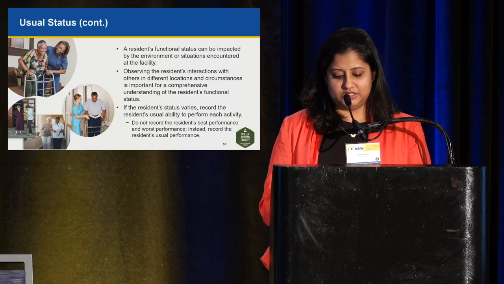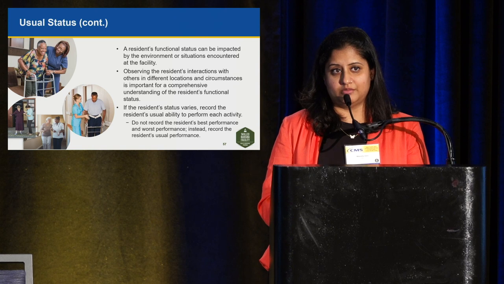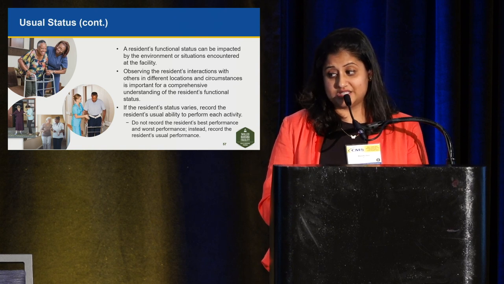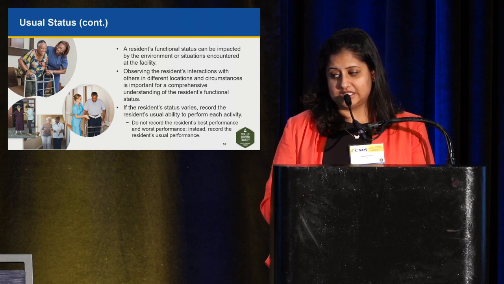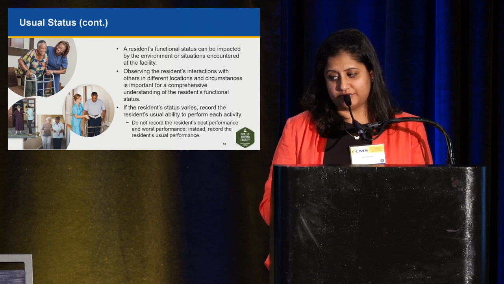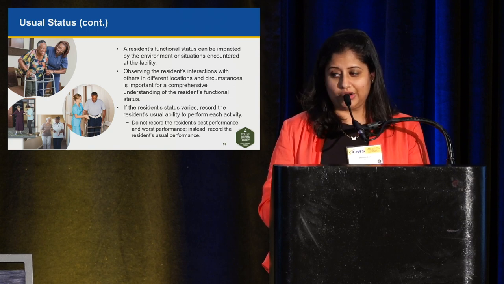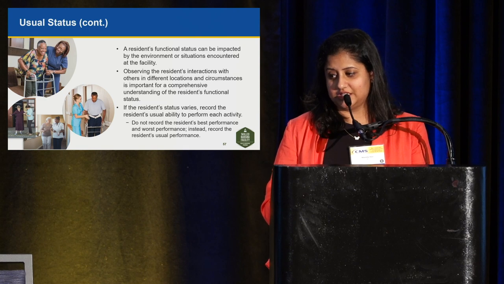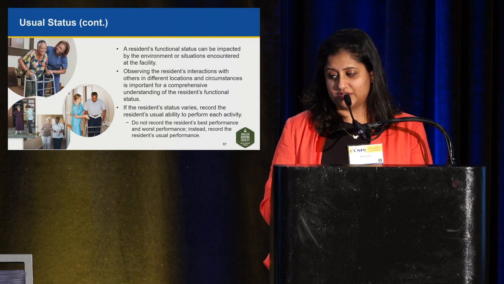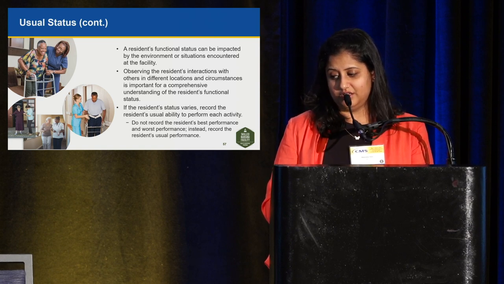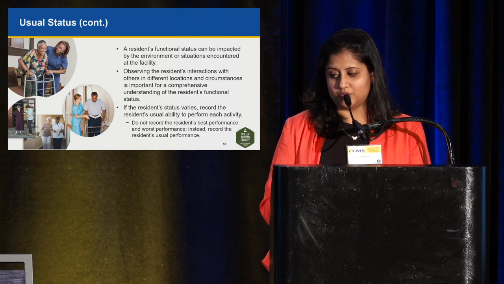So, continuing with usual status, I know this is an item that we see a lot on the help desk when we get questions. A resident's functional status can be impacted by the environment or situations encountered at the facility. Observing the resident's interactions with others in different locations and circumstances is important for a comprehensive understanding of the resident's functional status. If the resident's status varies, record the resident's usual ability to perform each activity. Do not record the resident's best and worst performance. Instead, record the resident's usual performance.